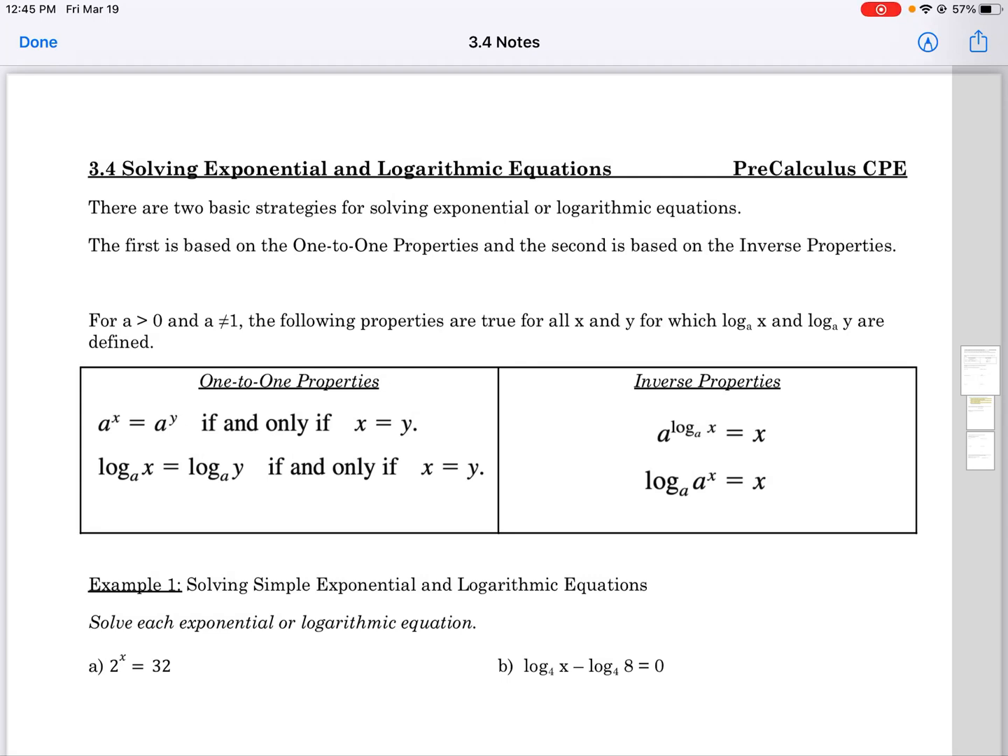3.4 Solving exponential and logarithmic equations. There are two basic strategies for solving exponential or logarithmic equations. The first is based on the one-to-one properties. The second is based on the inverse properties.